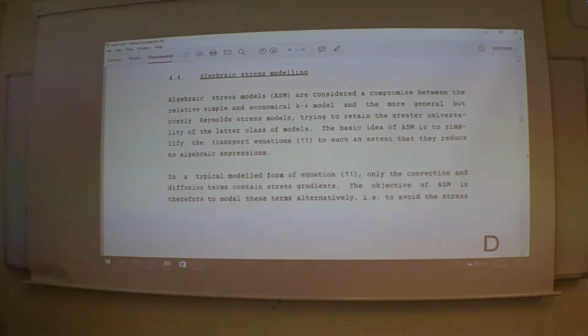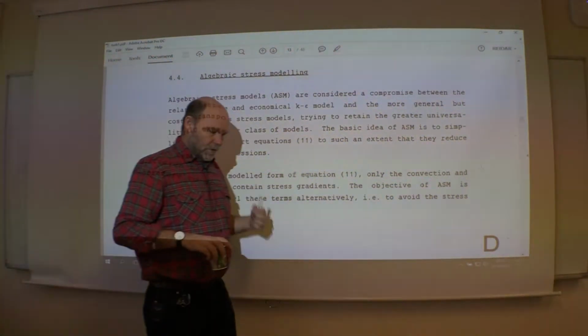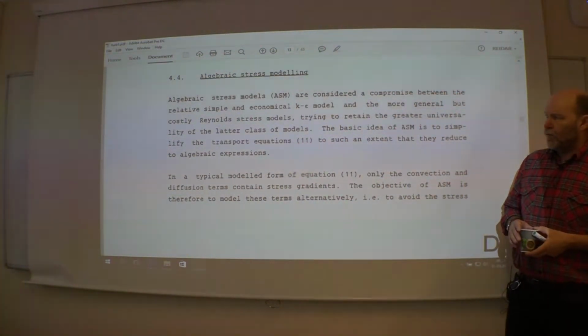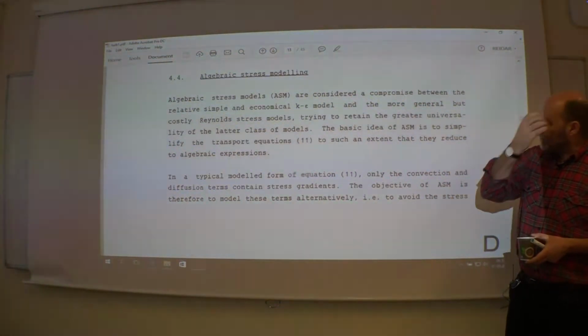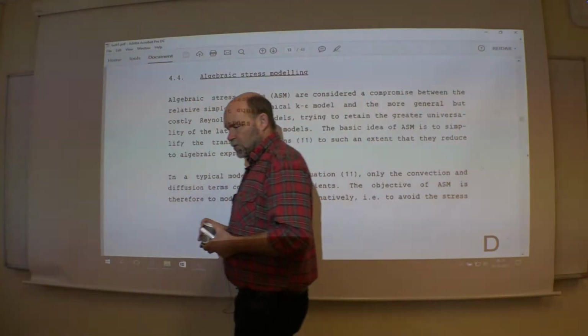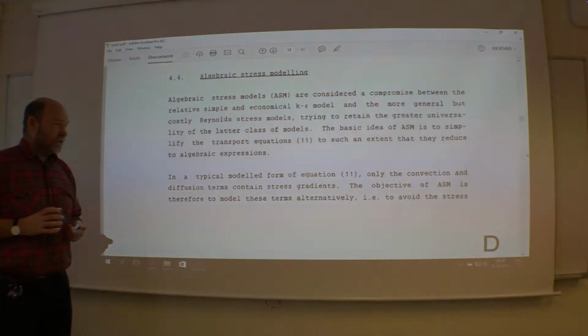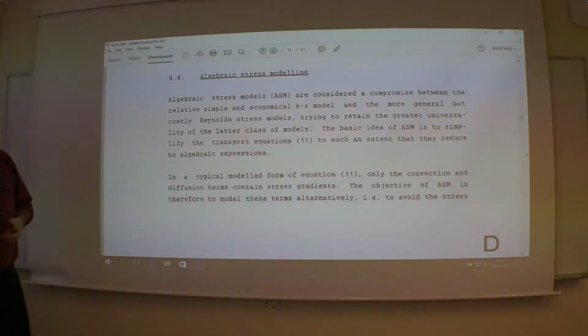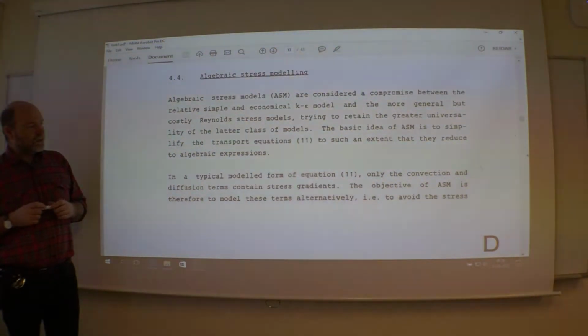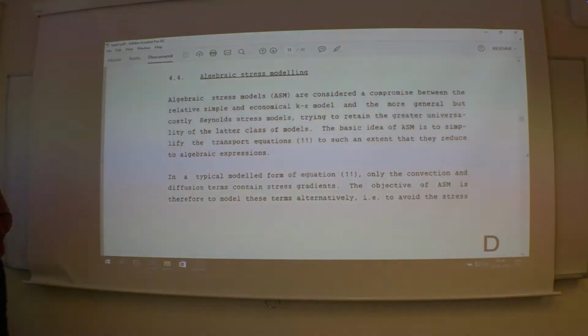Now for the ASM. If you can recall, in the RANS family, you had 0 equation, you had 1 equation model, you had 2 equation model where you find k epsilon, and then you had ASM, and then you had a full Reynolds stress model. The full Reynolds stress model was 1 transport equation for each of the 6 Reynolds stresses, plus a transport equation for epsilon. The ASM is now a very cheap way of obtaining the different Reynolds stresses based on a solution from a 2 equation model.